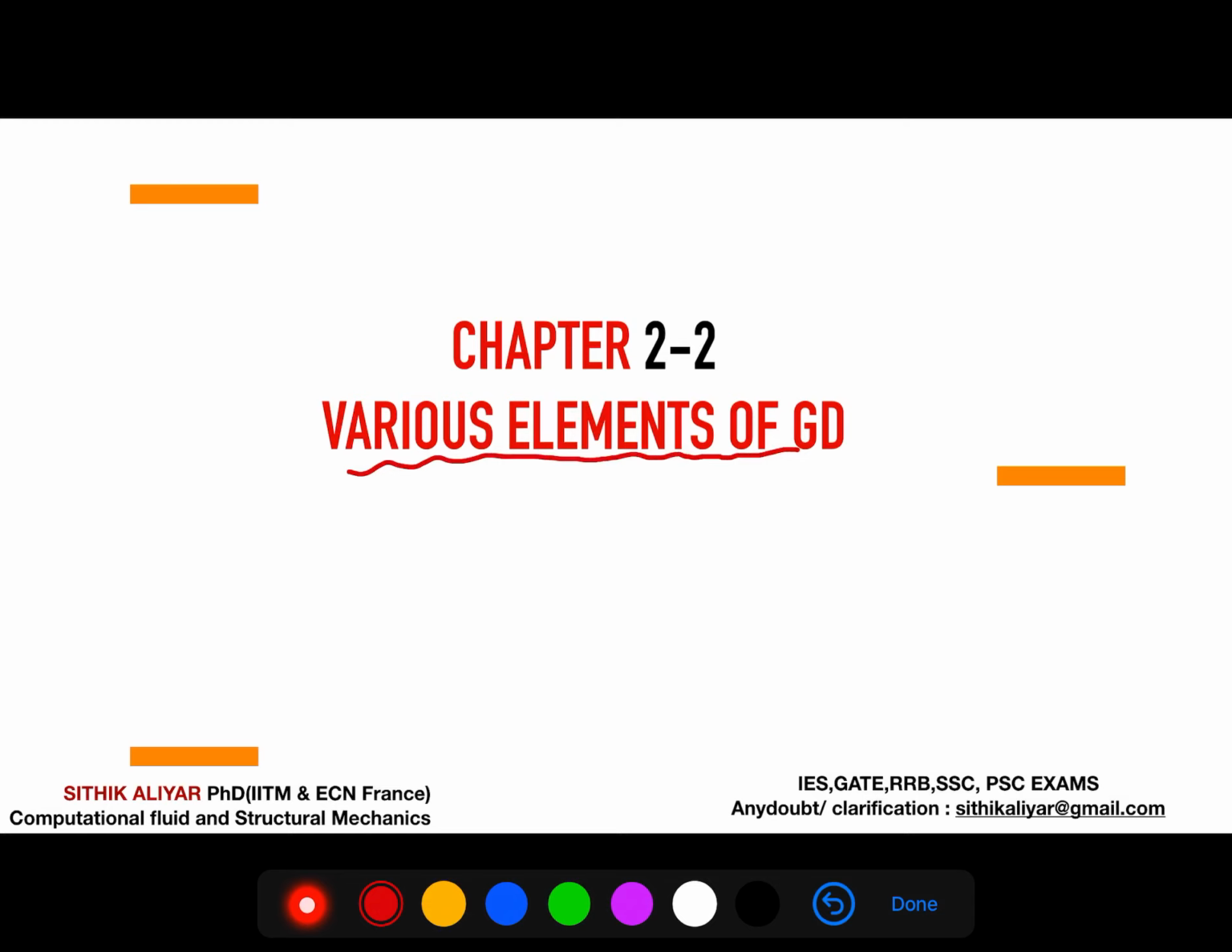Now we are going to see the cross-sectional photos, and with photos and images I will explain the various elements in the geometric design. Okay, we'll see you in the next session. Thank you.